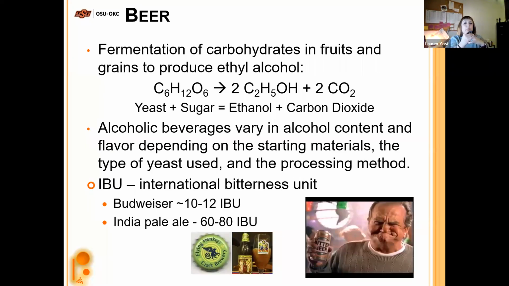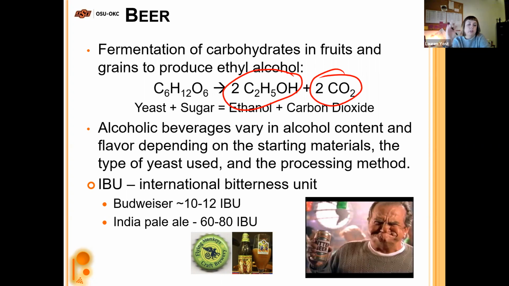That's pretty self-explanatory. Beer, we're going to ferment some carbohydrates. So we have yeast that ferments carbohydrate into ethanol and carbon dioxide. So this is the bubbles, carbon dioxide, and the ethanol, the drinking alcohol, ethyl alcohol. So alcoholic beverages vary in alcohol content and flavor depending on the starting materials. Of course, yeast, anything that's added in during it, and we could have other bacteria that could be used for fermentation as well. In addition to yeast, remember, yeast is a eukaryote; it's not bacteria, but it's still a microbe.